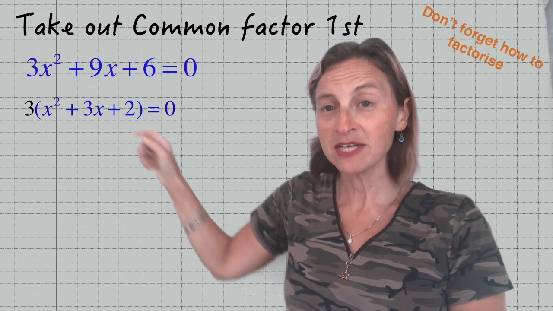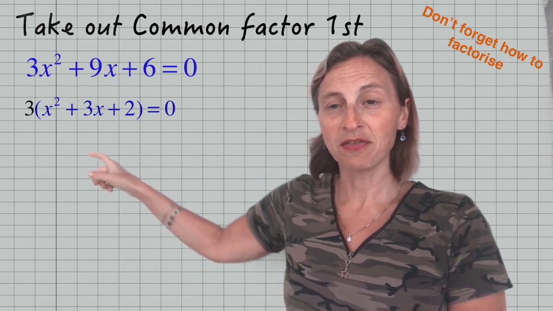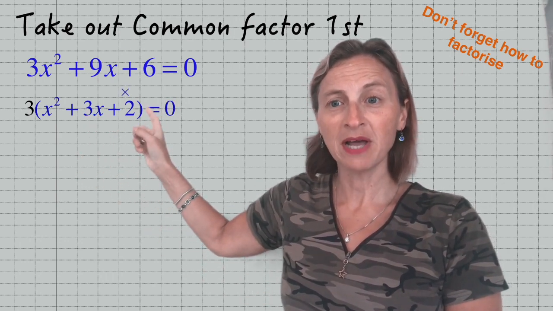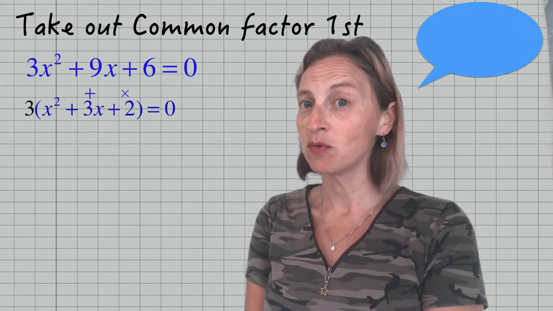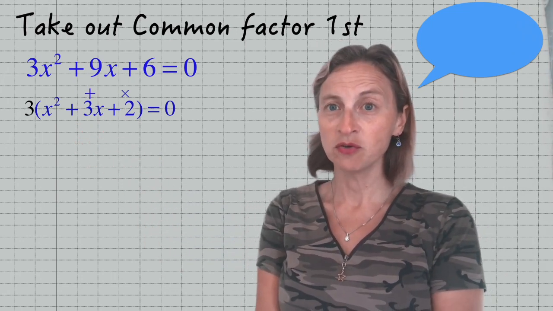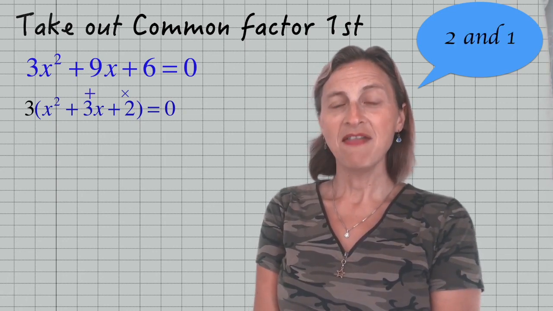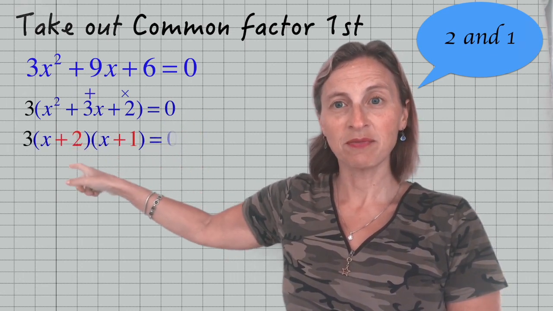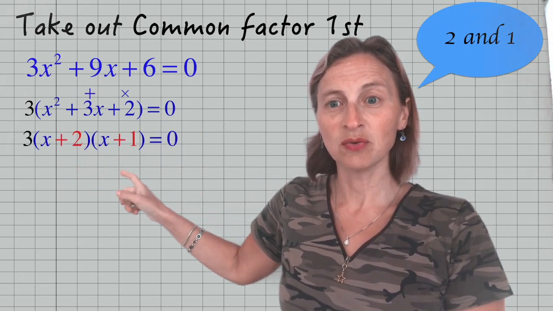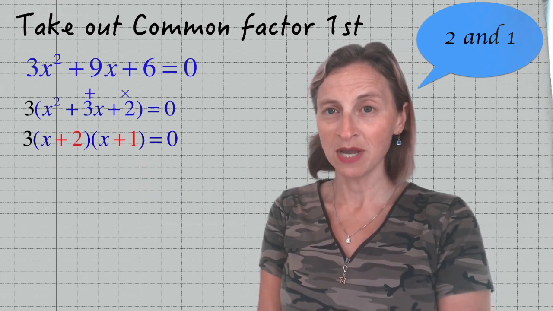Now remember how to factorize a monic trinomial? We're looking for numbers that multiply to give 2 and add to give 3. So we have 2 and 1. They're the only factors of 2 because 2 is prime. 2 times 1 is 2. And then we add 2 plus 1 is 3. So we can write down 3 bracket x plus 2 x plus 1 equals 0. We've added now 2 and 1.